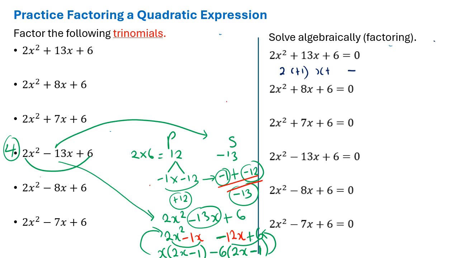So now x times 2x is 2x squared. X times -1 is -1x, which is good. Now, you have -6 times 2x is -12x. But then -6 times -1 will be +6, which is good.